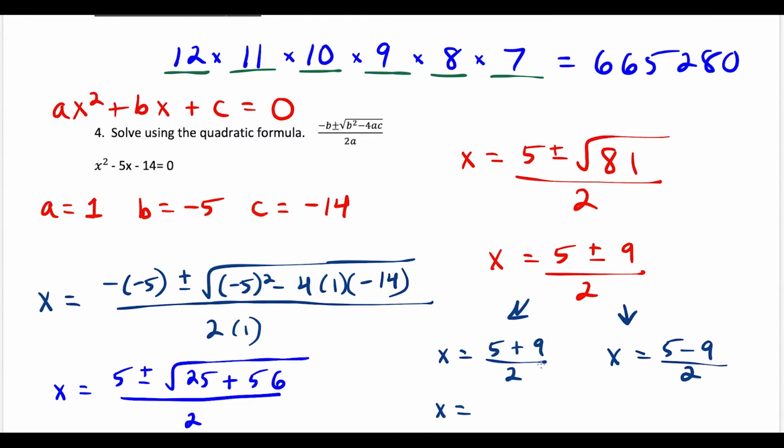If we work this one out, this is 14 divided by 2, which is 7. And the second one gives us 5 minus 9, which is negative 4, and divided by 2 is negative 2. So here are the 2 possible solutions for x using the quadratic formula.